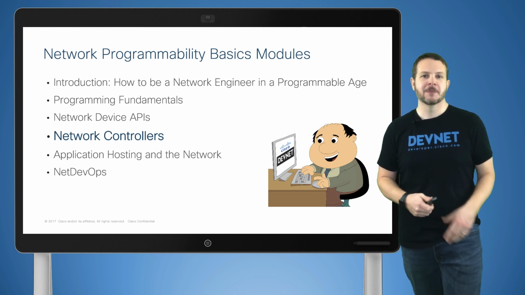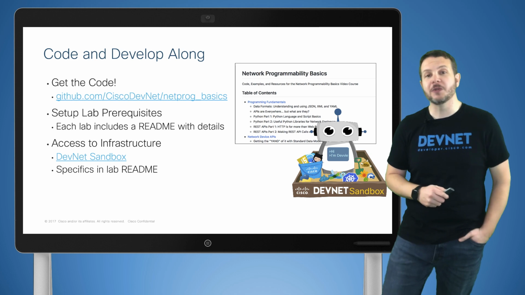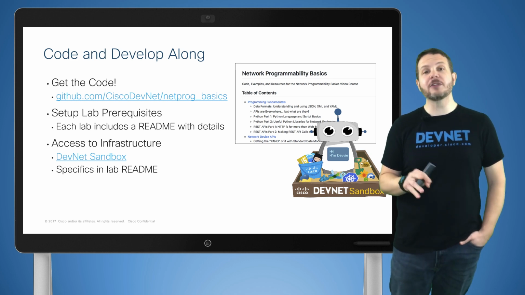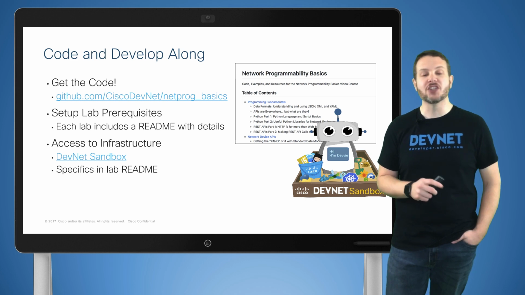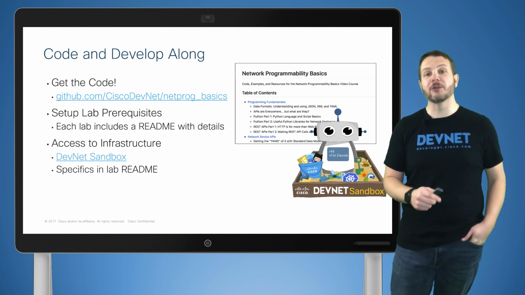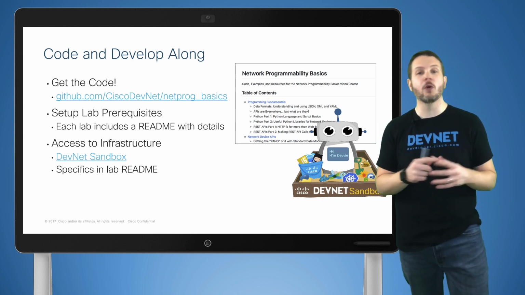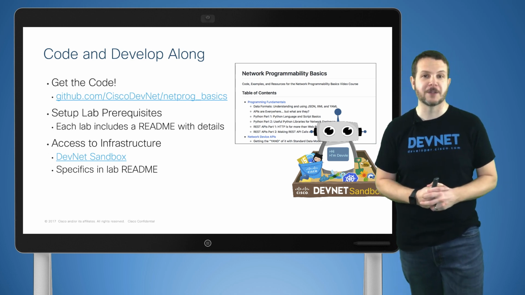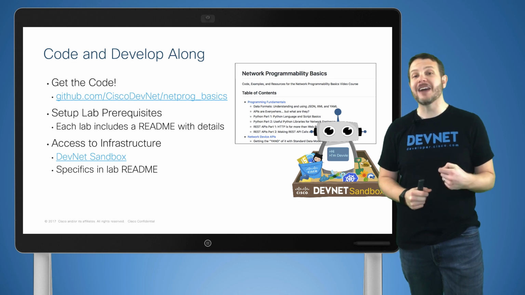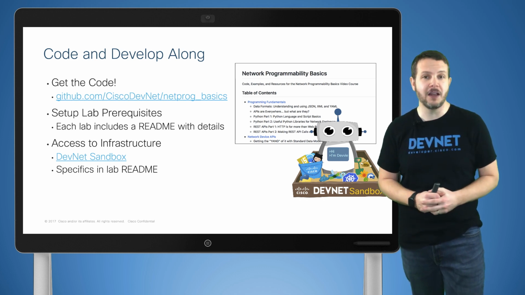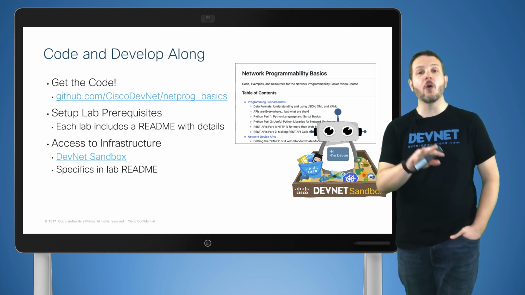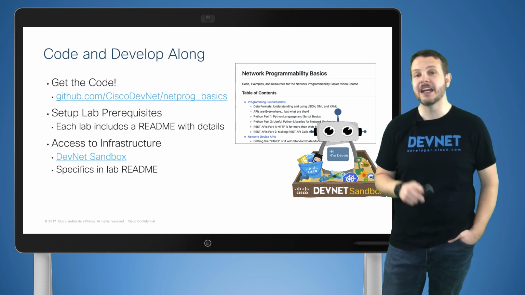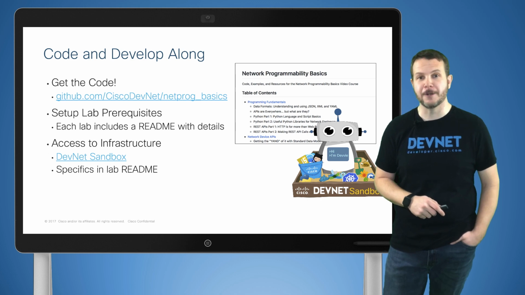As always, if you want to follow along with the examples that we're going through, everything is available up on GitHub in github.com/CiscoDevNet/netprog_basics. Every lab includes a README explaining how you can get your workstation set up to follow along with these exercises. And if you don't have access to a Cisco DNA Center appliance, never fear. Cisco DevNet Sandbox has both always on as well as reservable instances that you can take advantage of right now.